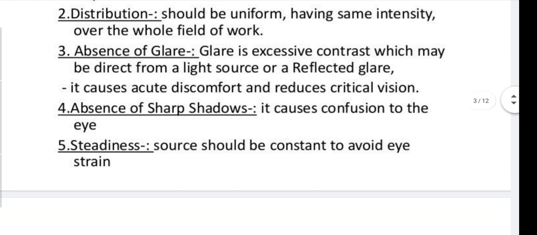Third one is absence of glare. Glare is excessive contrast which may be direct from a light source or a reflected glare. Glare means it's a high contrast light which is focused on the eye directly from the source or reflected. It causes discomfort and reduces the critical vision. It will be strainful for the eyes.